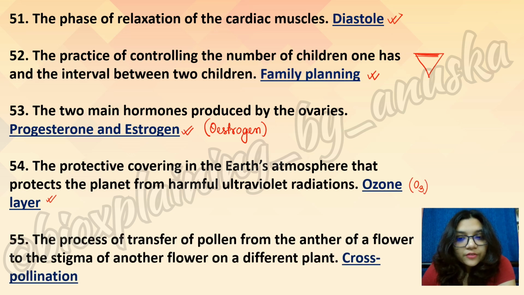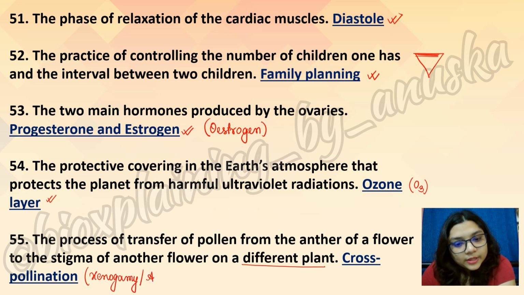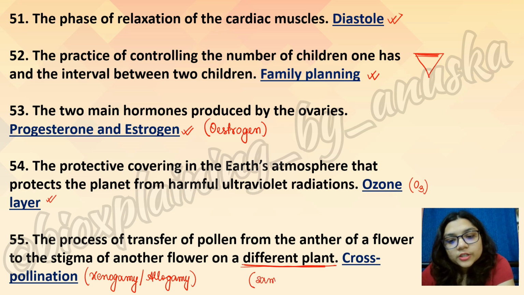Next we have process of transfer of pollen from the anther of a flower to the stigma of another flower on a different plant. That is cross-pollination. Two things we need to remember here. What are they? One is that cross-pollination is also known as, one term is xenogamy, the other term is allogamy. Second thing we need to know is that different plant, right? But this different plant has to be of the same type or species. Only then will pollination occur.